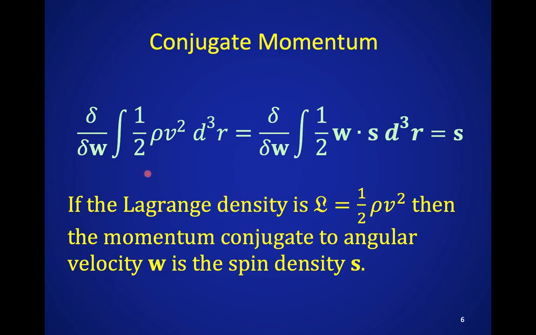Okay, so if we have some sort of Lagrangian density with 1/2 rho v squared, so it has a kinetic energy term in it, then the derivative with respect to the angular velocity we can take from this form of the integral, and the result is the spin density. Okay, the factor of 2 goes away because really you can calculate angular velocity from the spin density, so you have to differentiate actually both of these terms. Okay, so spin density is in fact the conjugate momentum to angular velocity.